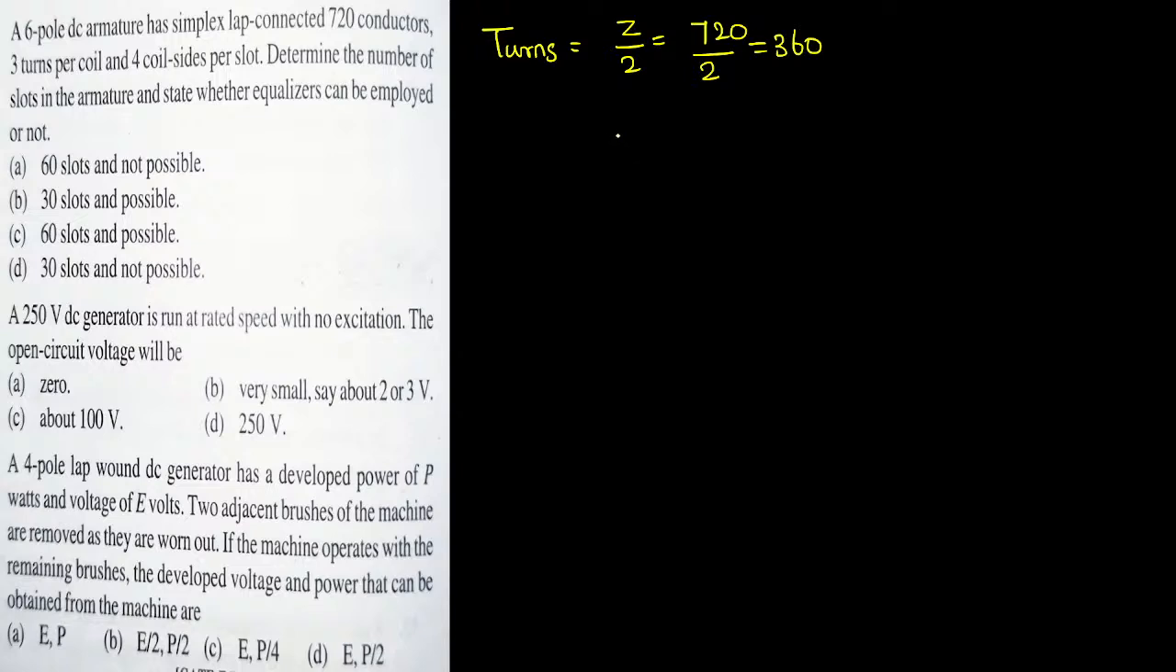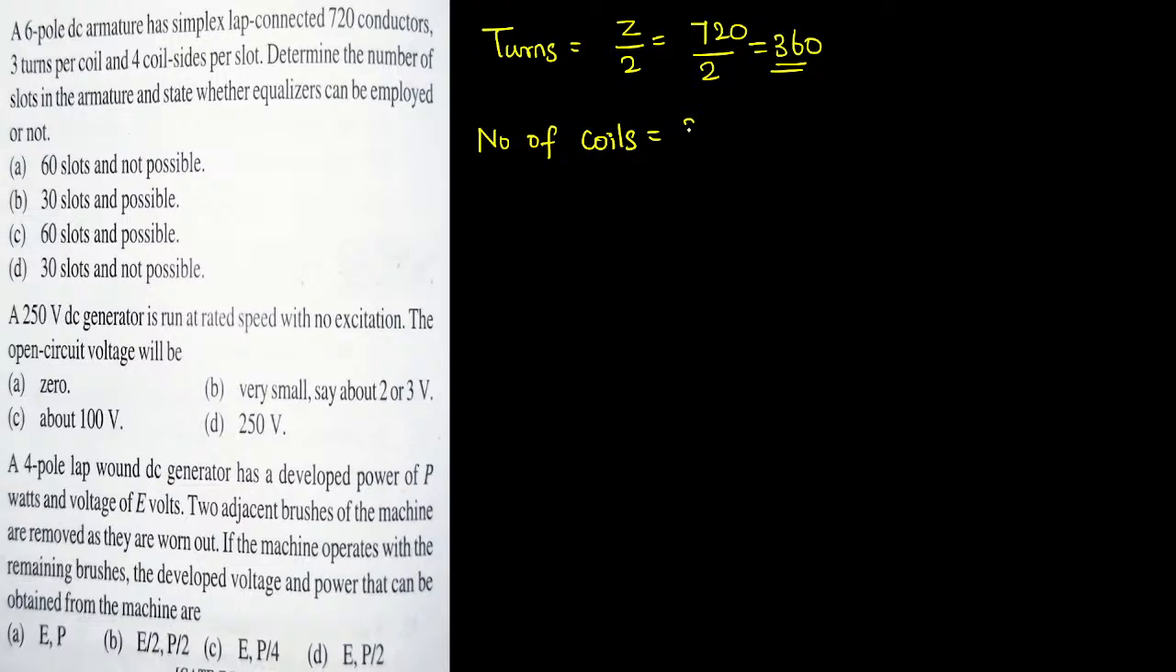But what they told clearly is 3 turns per coil. Each and every coil is having 3 turns. Usually the number of coils and number of turns are equal only. But in this case, they have broken it. They have given the total number of turns, but they are telling that each and every coil is having 3 turns. Then what is the total number of coils?